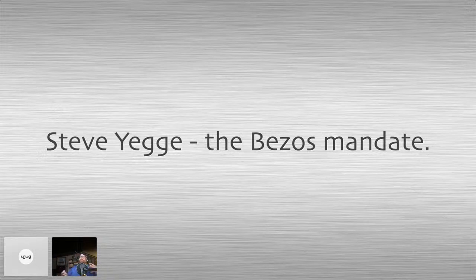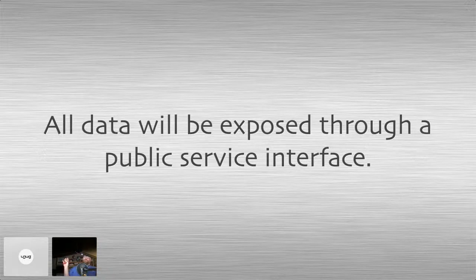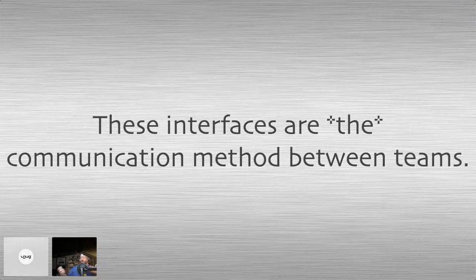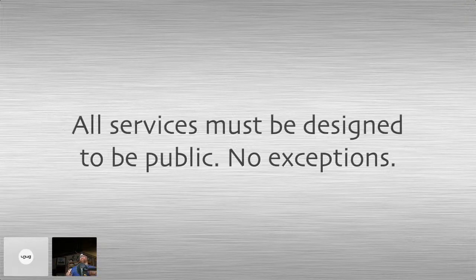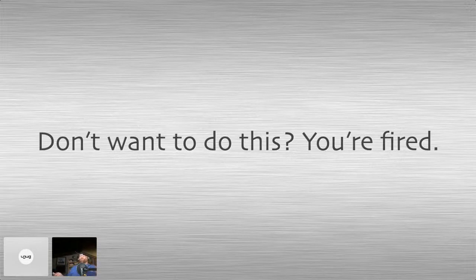What Bezos had mandated at Amazon was, all data is going to be exposed through an API, all of it, period, full stop, no exceptions. These interfaces are the communication method between teams, period, full stop, no exceptions. And there's no other forms of communication, no direct reads, no links, no backdoors. This is the way it has to be done, period. And oh, by the way, all of these need to be public. That doesn't mean they're all going to be public, but that's the goal anyway. And by the way, if you're not interested in doing this, no problem, you're fired.